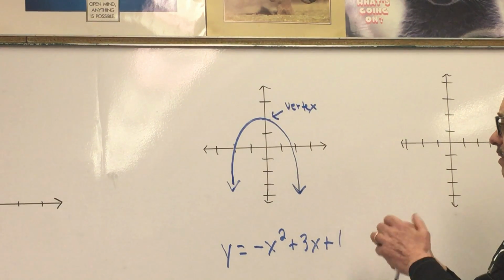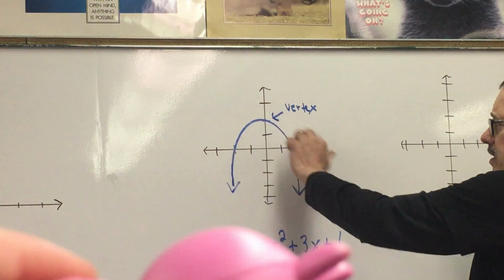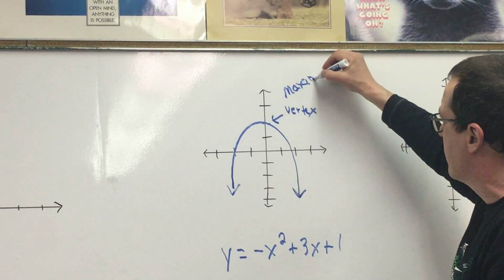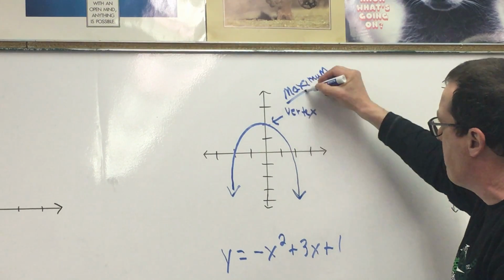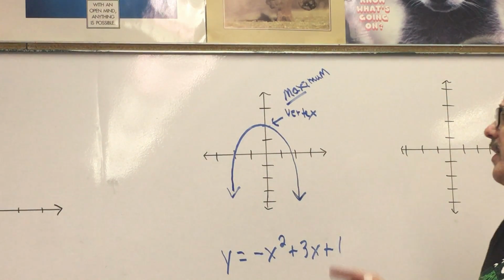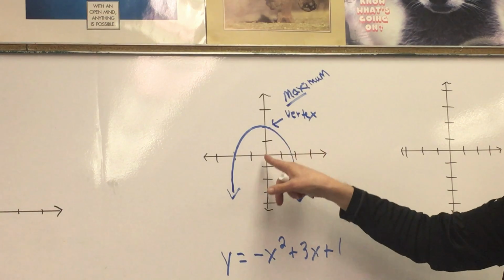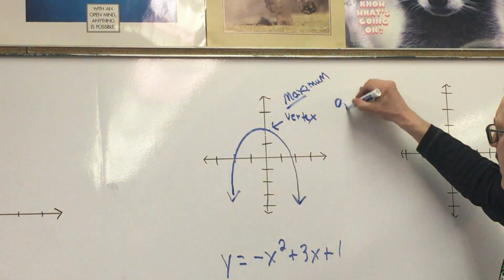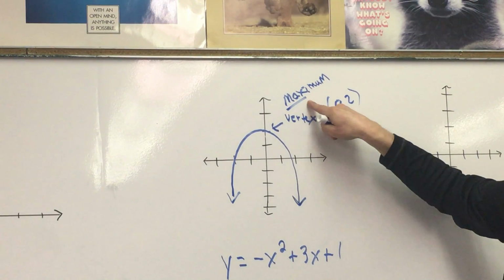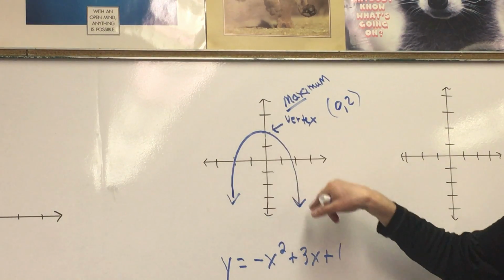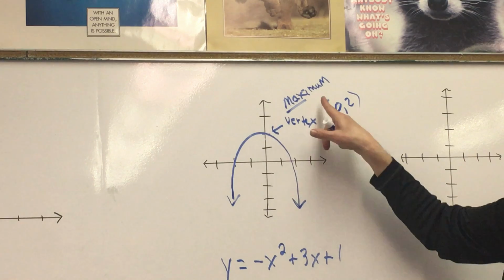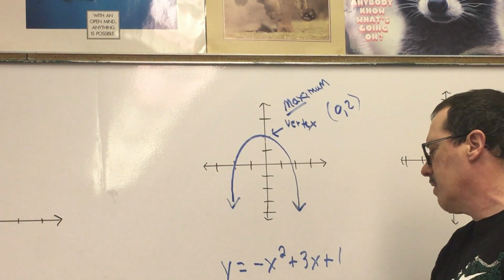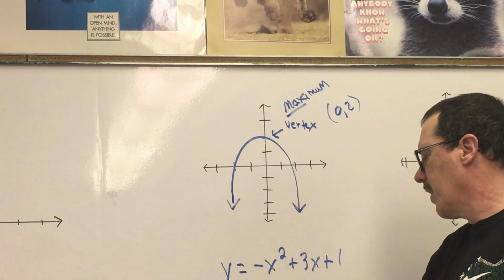Now, the vertex, since this is on top, is also called a maximum, or we just call it max for short. Okay? And so the max in this case would be 0, 2, because that is the highest point or the maximum point that the parabola goes. So that's that part. The other part they're going to ask you for is the domain and the range.